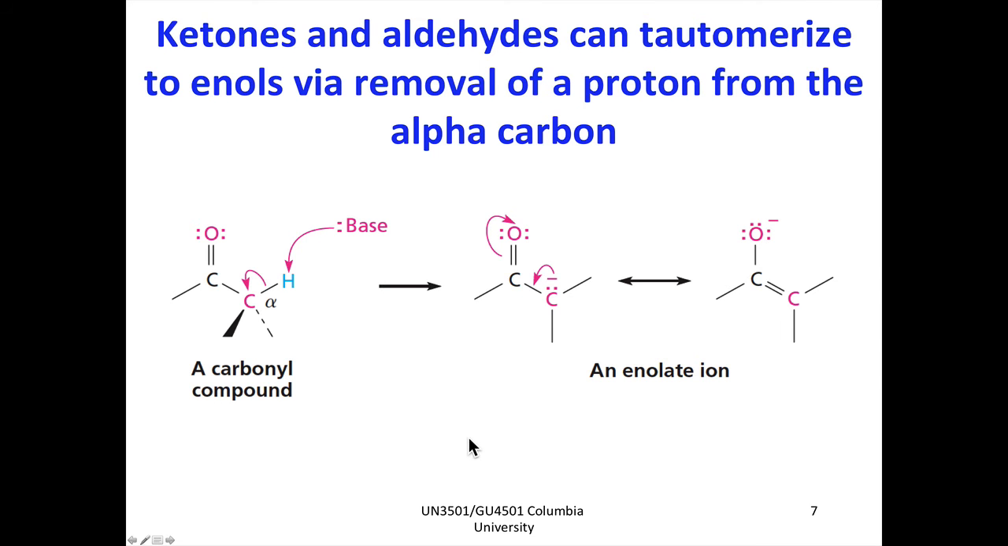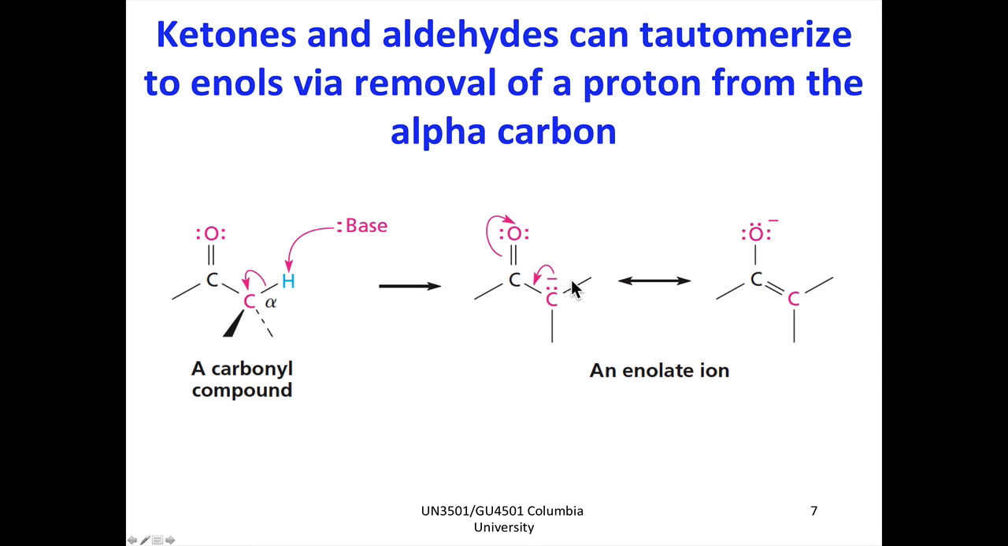Now, how do ketones and aldehydes react? Well, one way they react we just saw. The carbon can be an electrophile. You can add a nucleophile into the carbon. But there's another major way that ketones and aldehydes react, which is by forming a tautomer, another isomer, where we remove the alpha proton. That's the proton on the carbon that's adjacent to the carbonyl, alpha to the carbonyl.